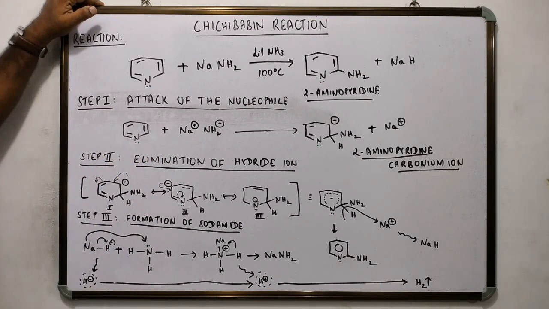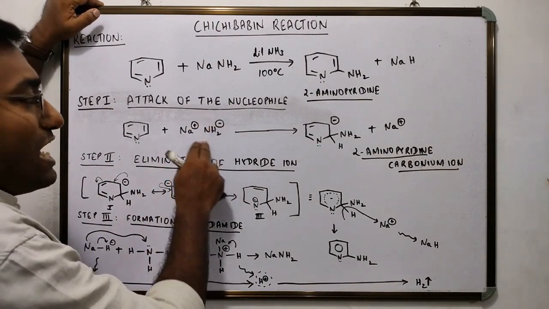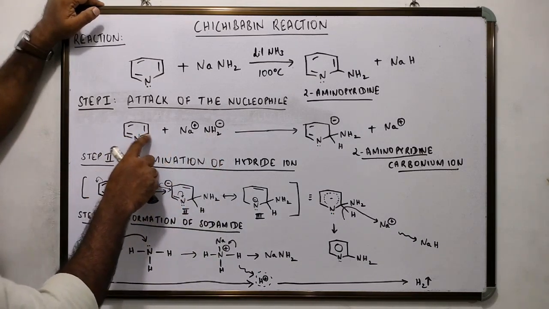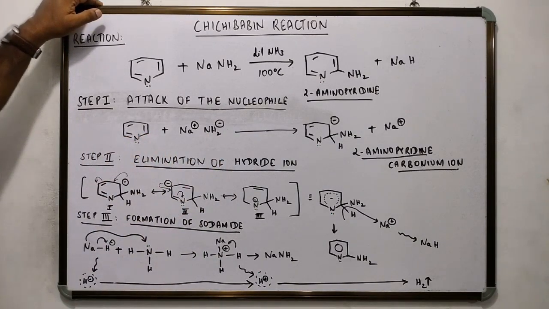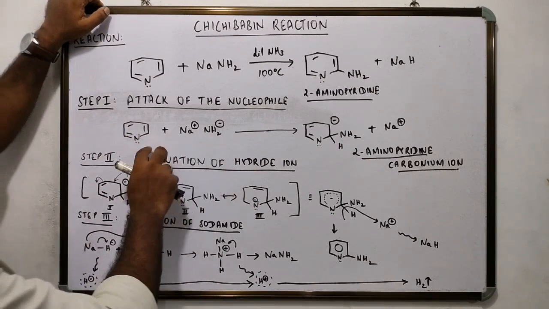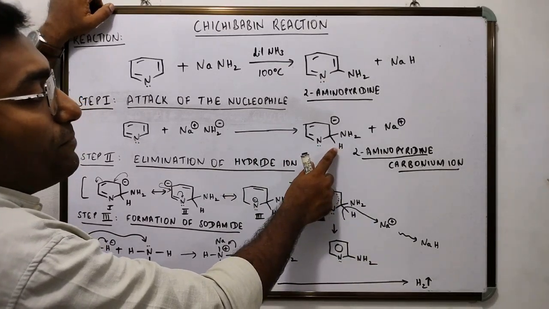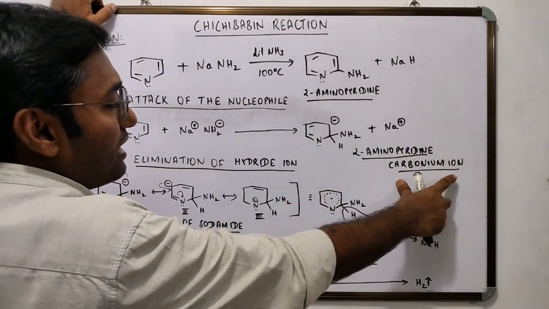Owing to these 3 reasons, the NH2- has a preference to attack at the second position of the pyridine ring, and that leads to the formation of the 2-aminopyridine carbonium ion.